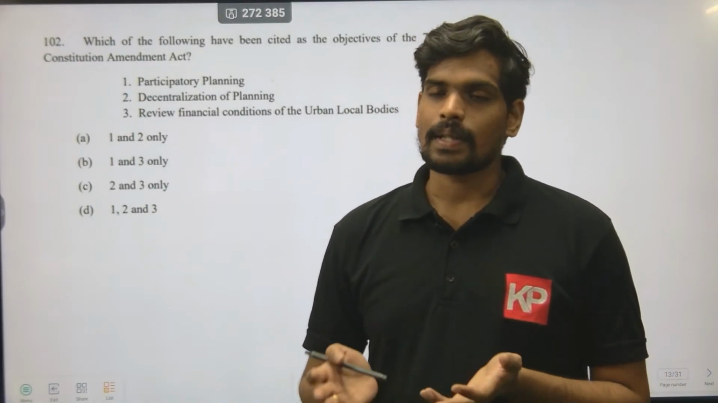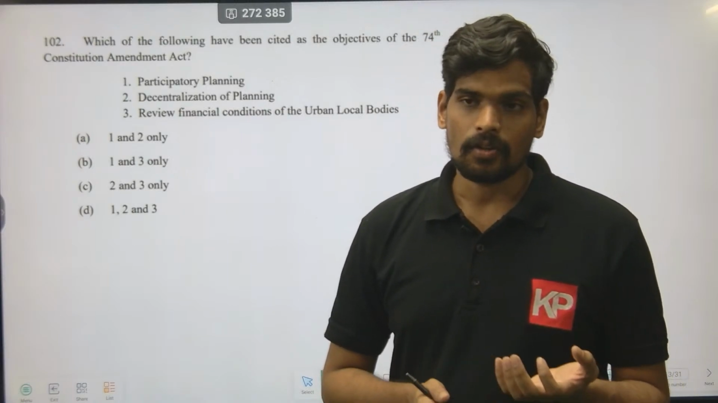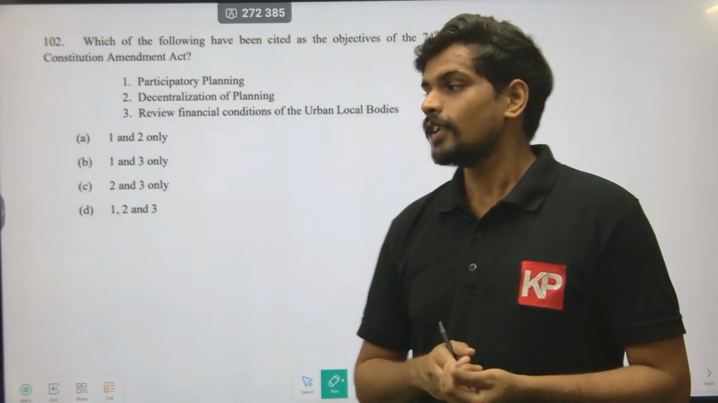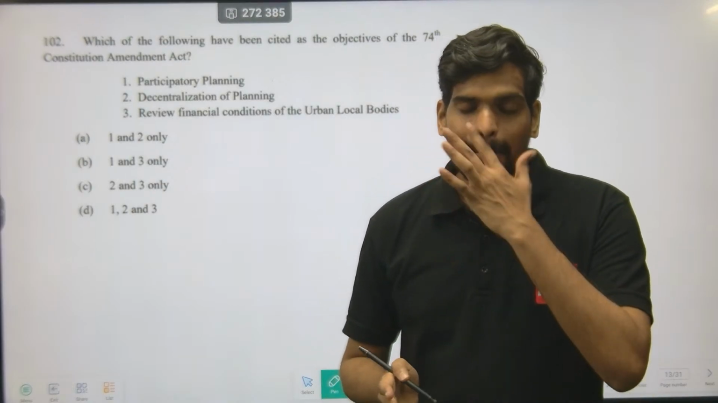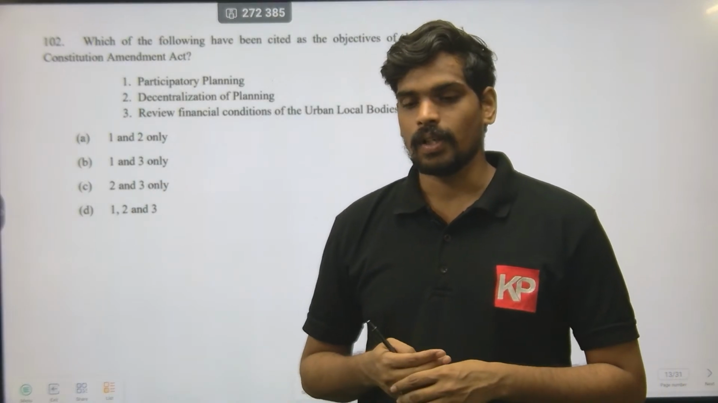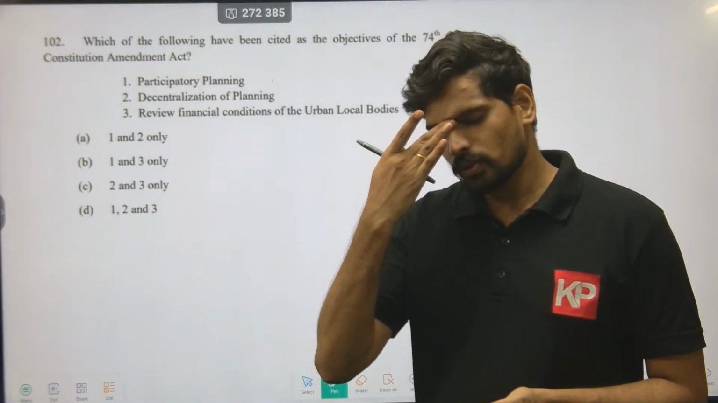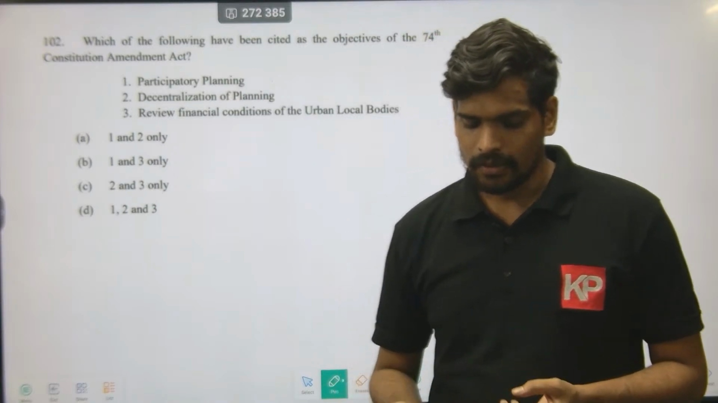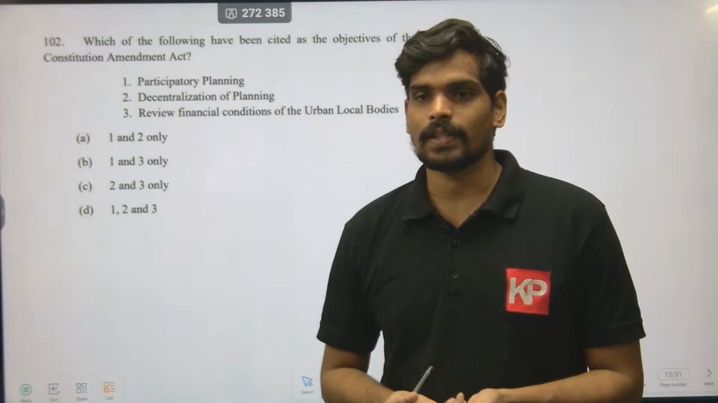So I hope you all are very much aware about 73rd and 74th Constitutional Amendment Acts. 73rd Constitutional Amendment Act has to do with the rural local bodies, panchayats. So 74th Constitutional Amendment Act is related to the urban local bodies particularly. So what was the objective of 74th Constitutional Amendment Act? It was to strengthen the democracy at grassroots level. So basically to develop participation of people at the lowest level of governance.